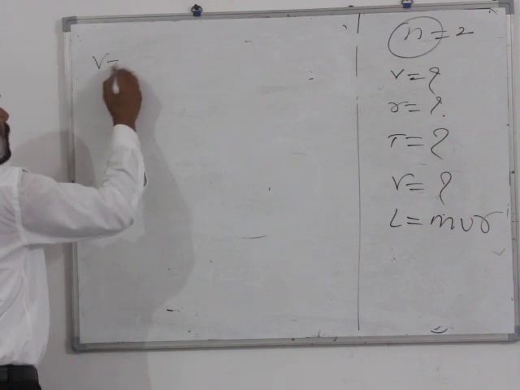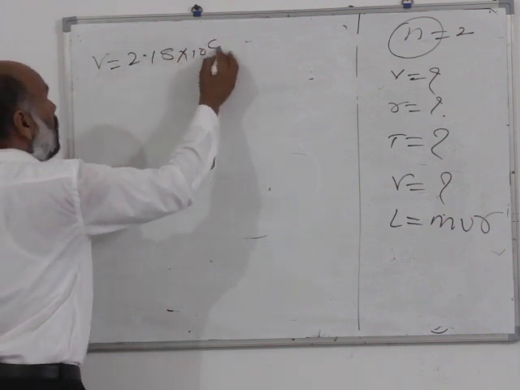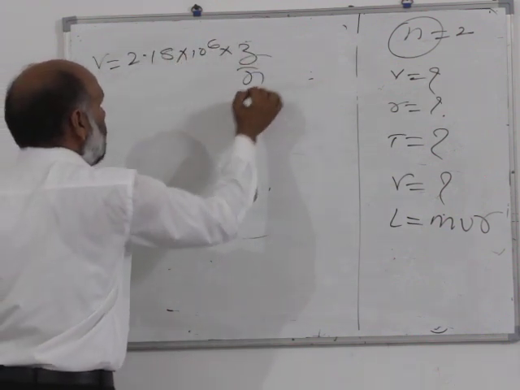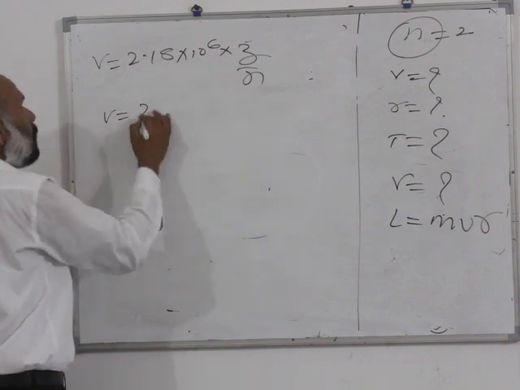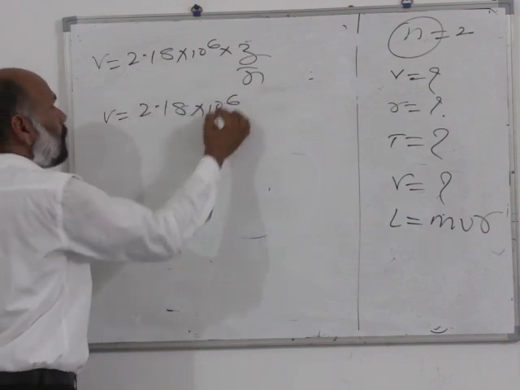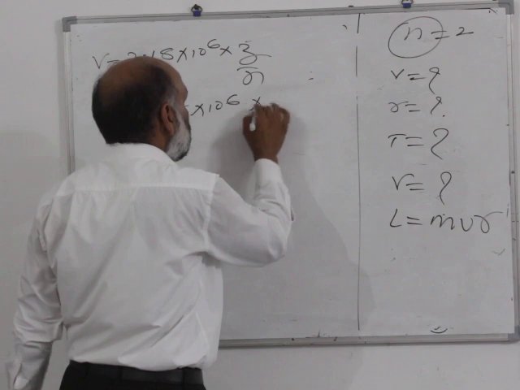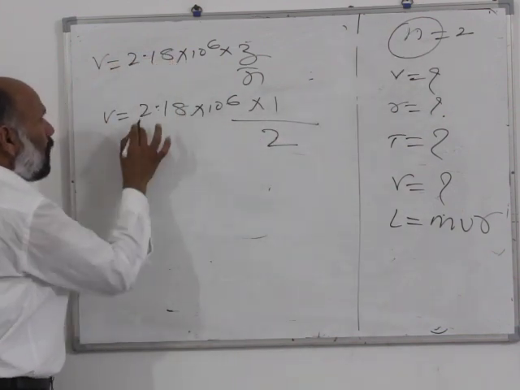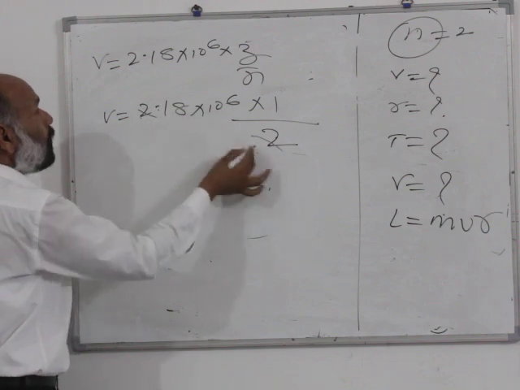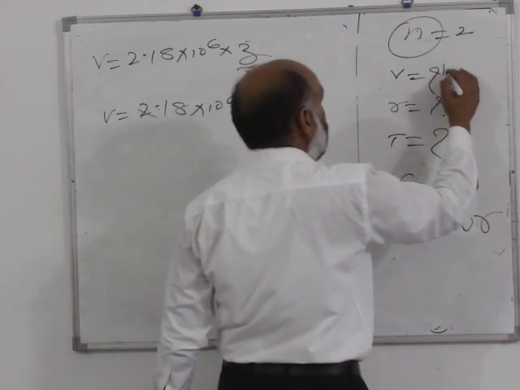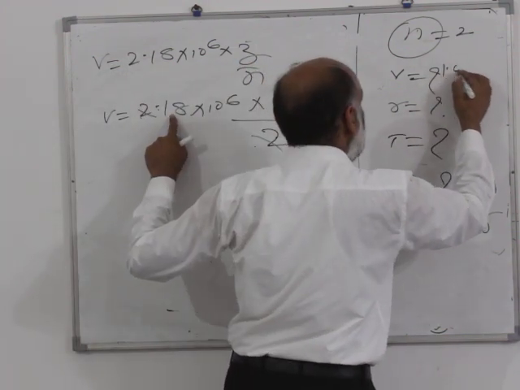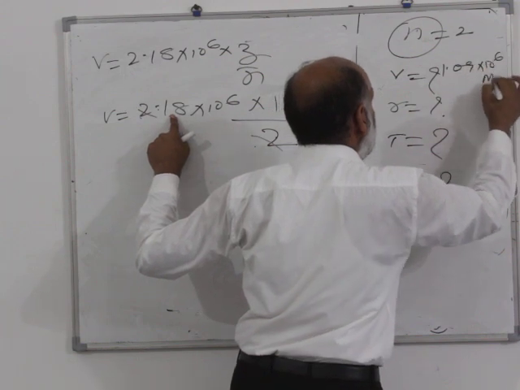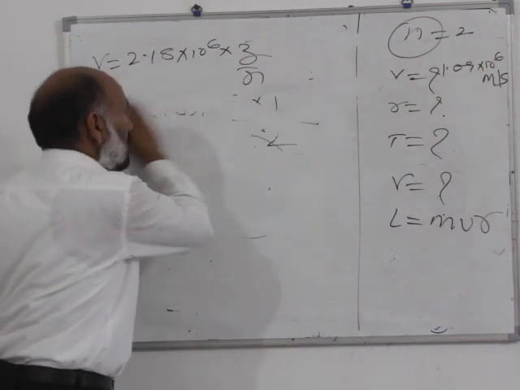Let us come to velocity. Velocity equal to 2.18 into 10 to the power 6 Z by n. What is Z? Hydrogen, 1. n equal to 2. So 2 ones are 2. So around 1.08, 1.09 into 10 to the power 6 meter per second. Okay, this is the next.